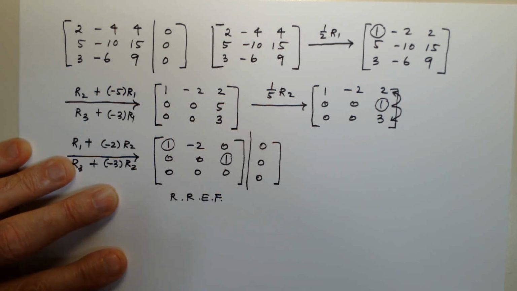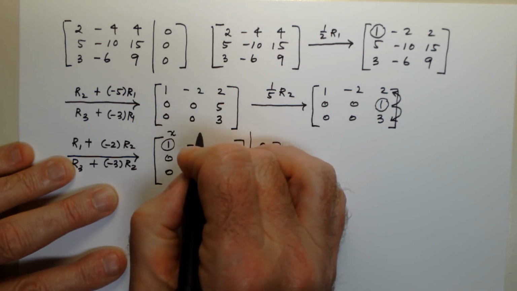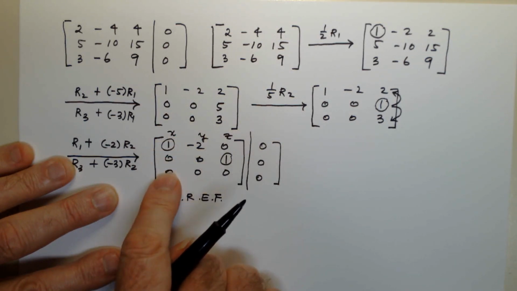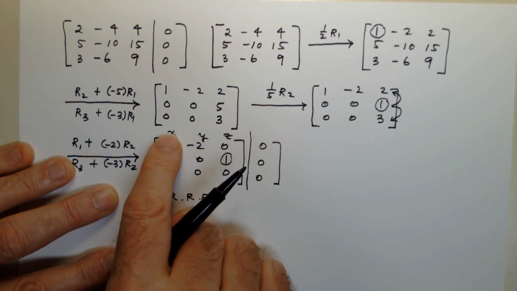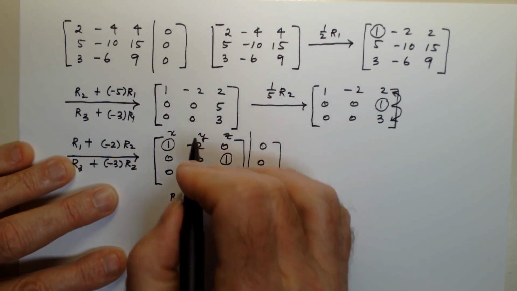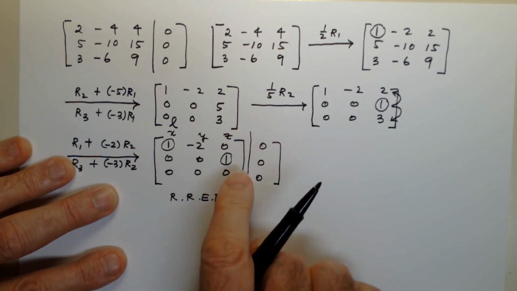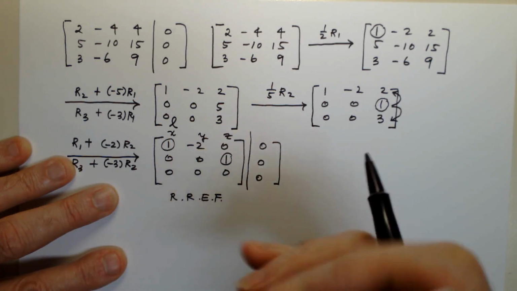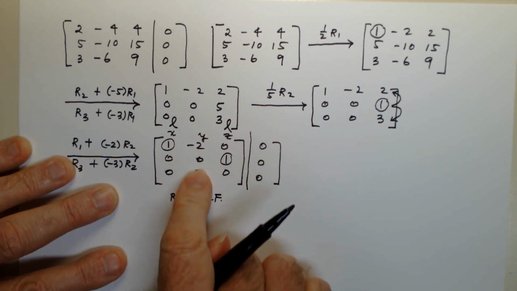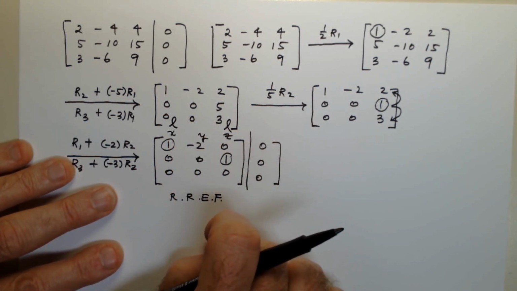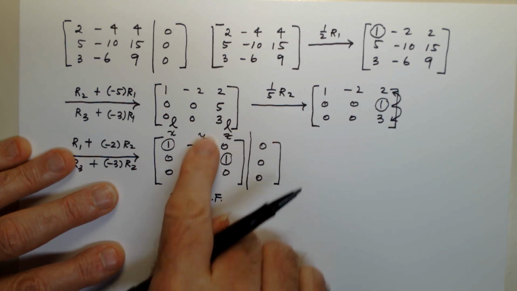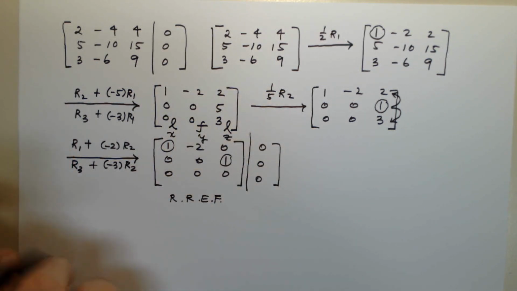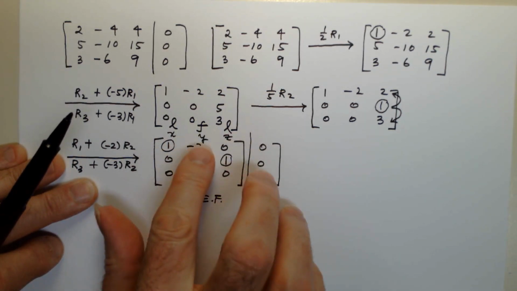Now, before we do that though, let's remember that our variables were called x, y, and z. And since x corresponds to a column containing a leading 1, it's called a leading or a bound variable. So let's label it L for leading or bound. Z also contains a leading entry, so it's called a leading variable. But y does not have a leading entry in its column, so it's called a free variable. Okay, so we've got 2 bound or leading variables and 1 free variable.